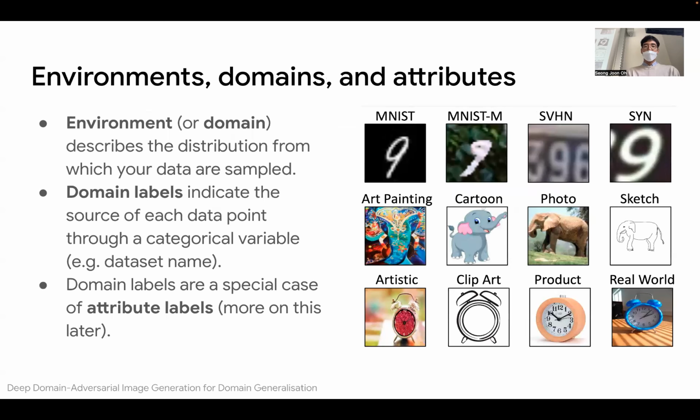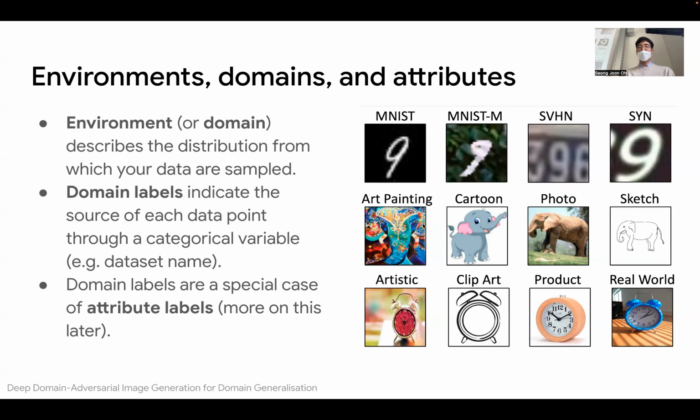Okay. And now a few more terminologies. There are terminologies like environments, domains, and attributes. I think they are essentially meaning something similar. But environments and domains are, I would say, synonymous again. That's why I put this or here. So environment or domain describes the distribution from which your data are sampled.